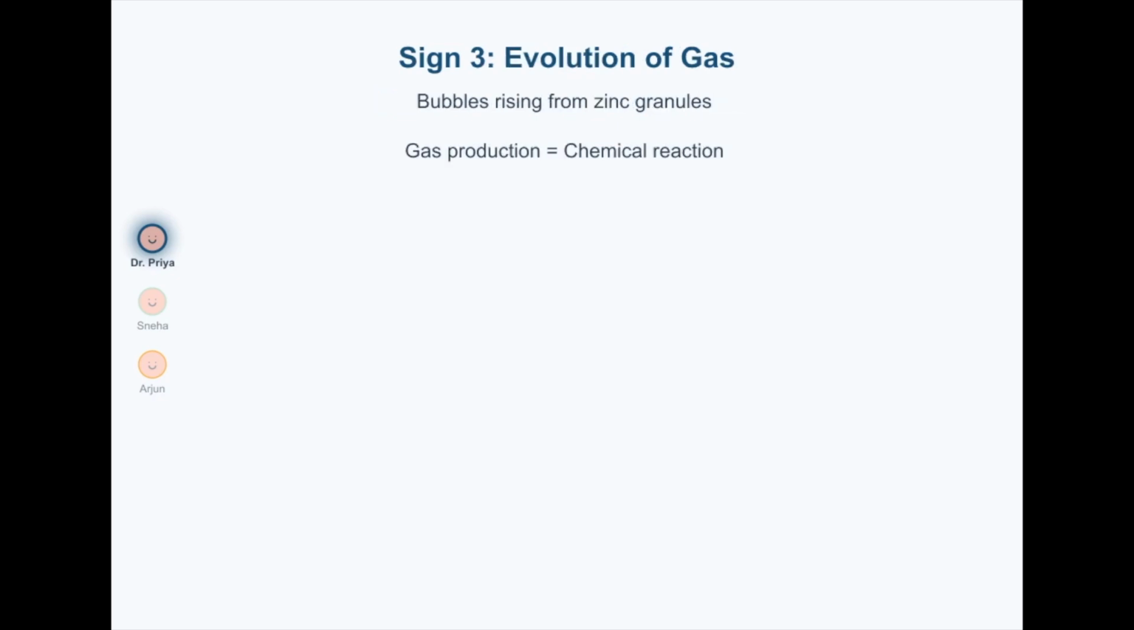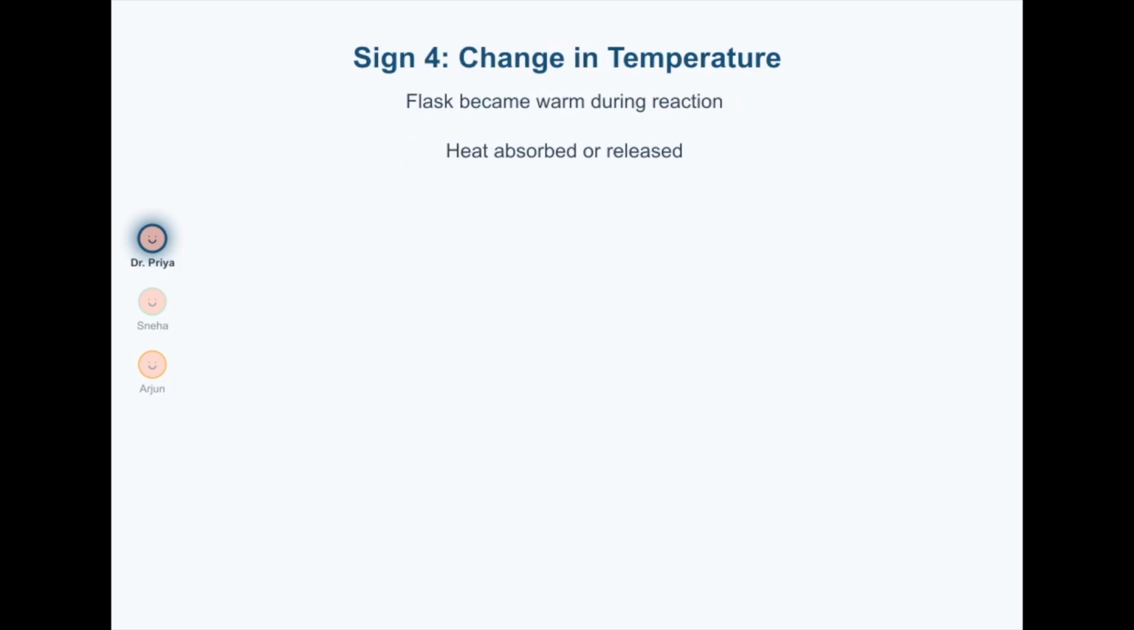Third sign: evolution of gas. The bubbles rising from zinc granules showed hydrogen gas was being produced. Fourth sign: change in temperature. The flask became warm, showing that heat was released during the chemical reaction.